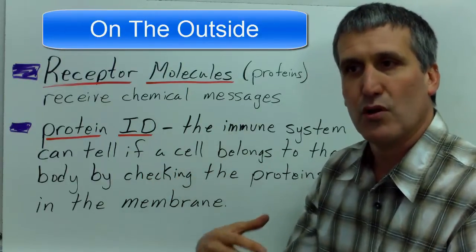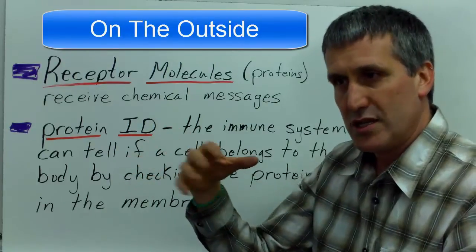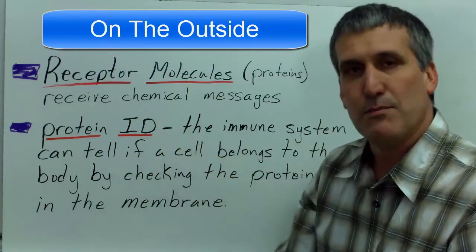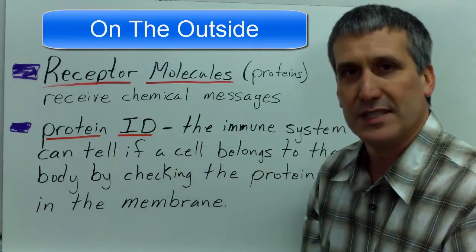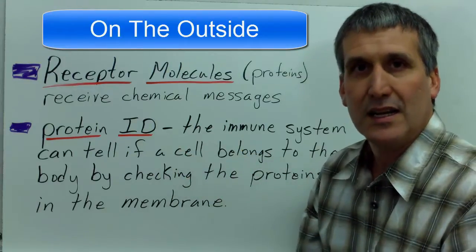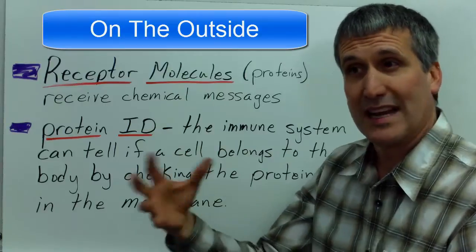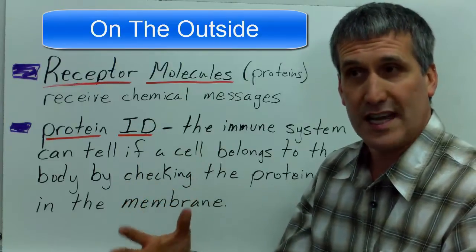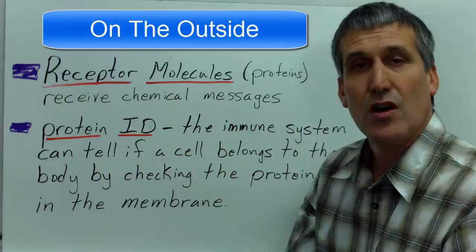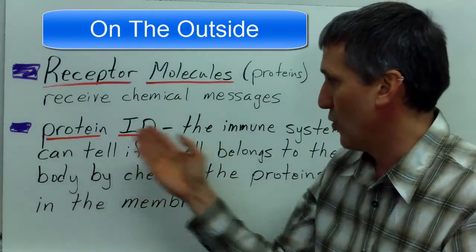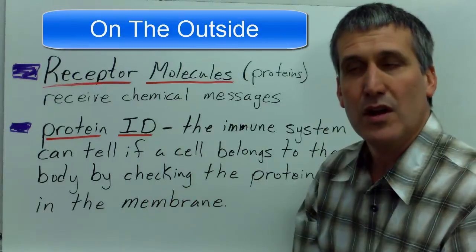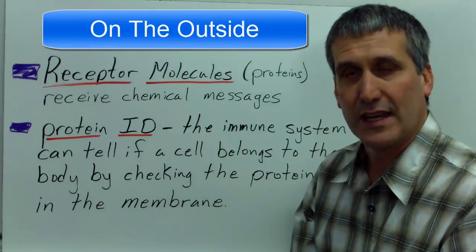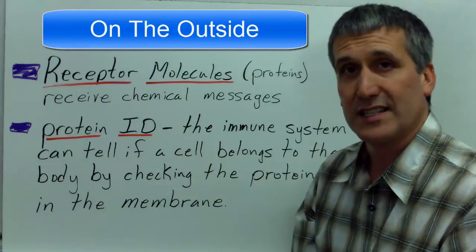The immune system is programmed to tell if the proteins embedded in a cell membrane are the proteins that make up a cell that's part of that body. So that way the immune system can identify foreign cells like bacteria cells or other cells that don't have the right proteins, and mark them for elimination before they can cause harm or infection in the body.